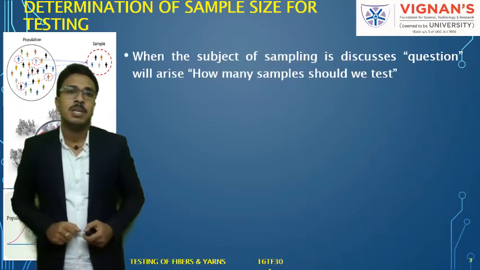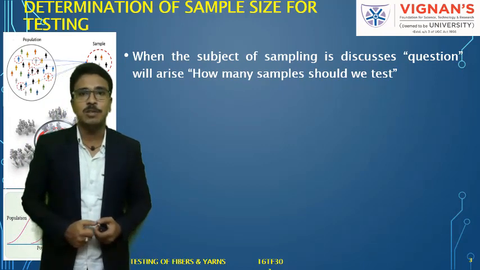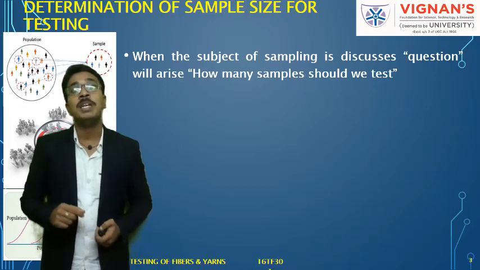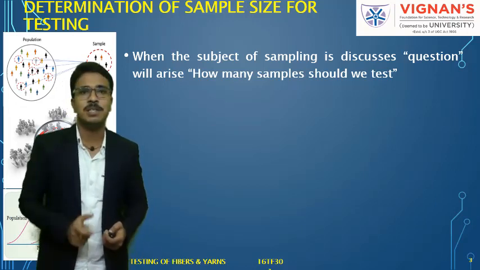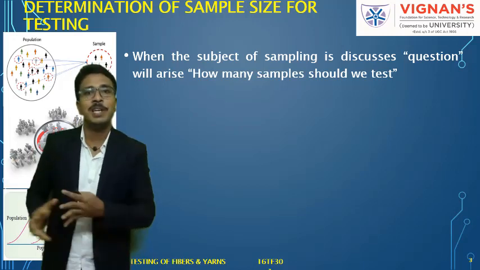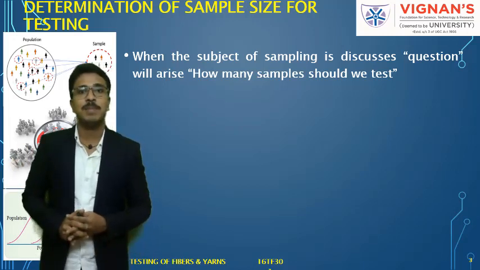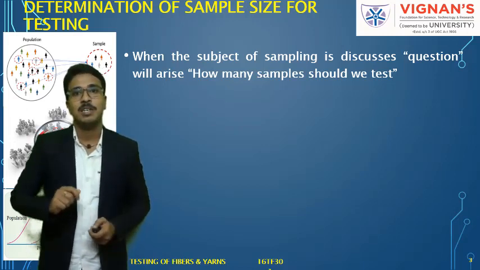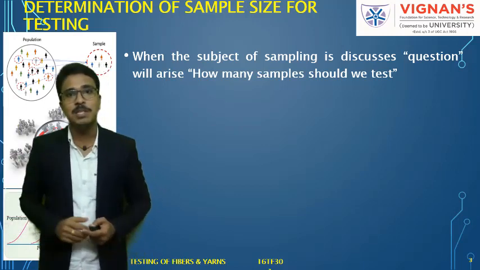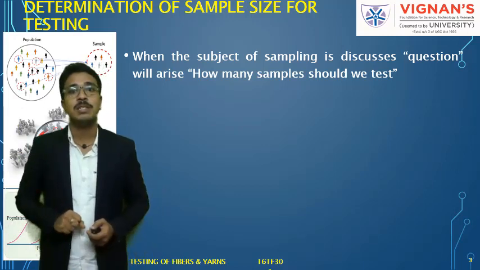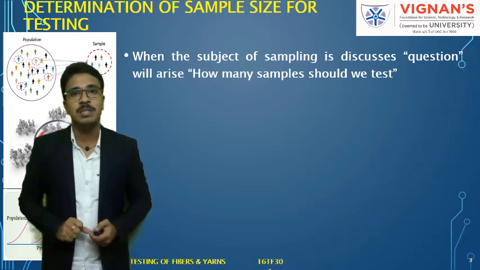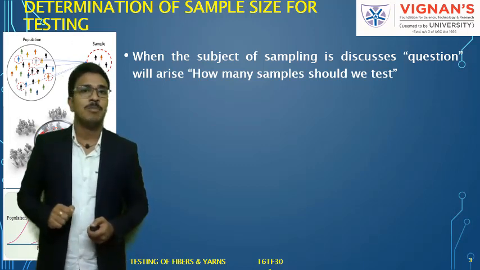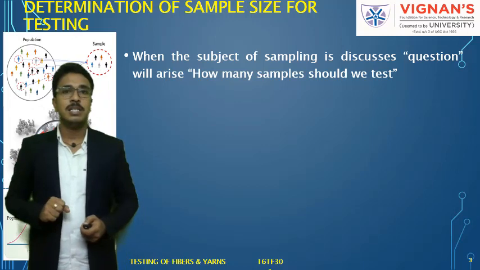Now, when the subject of sampling is discussed, the question will arise, how many samples would we test? This is the first thing. We have a population and we need to test it. So in the beginning itself, we will get a question, how many samples should we test? Should we test all the samples, all the population? Should we test half of the population? Should we test a quarter of the population? How many samples?